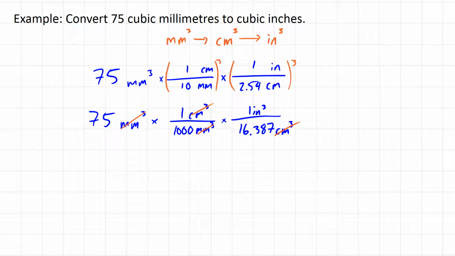So I have to do 75 divided by 1,000 and then divided by 16.387. When I do that, I get 0.004, and it doesn't tell me what to round to, and we're at a really small number, so I'll just give it a couple digits. So I'll go for 0.0046 cubic inches.